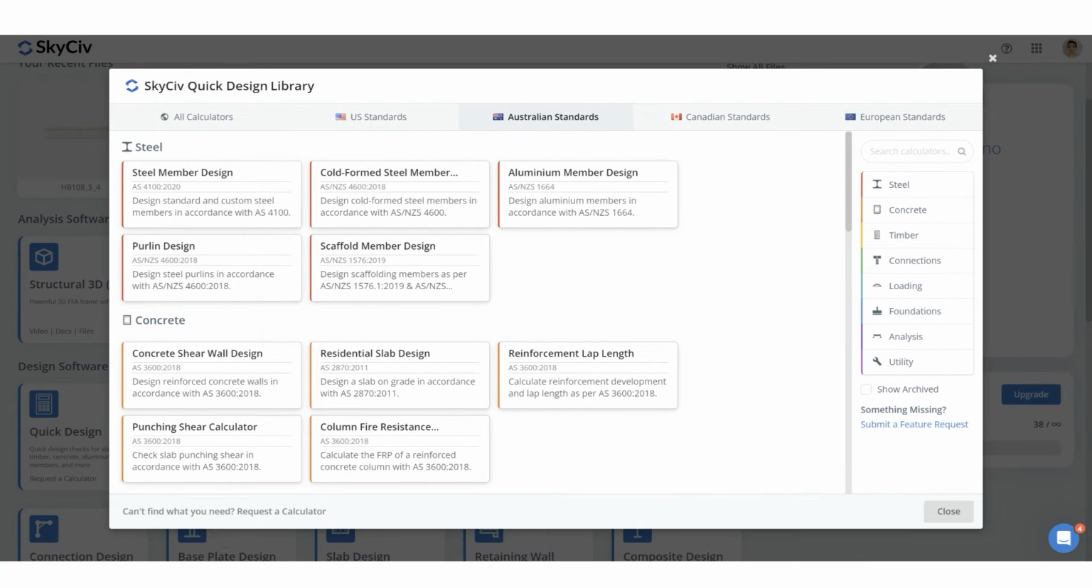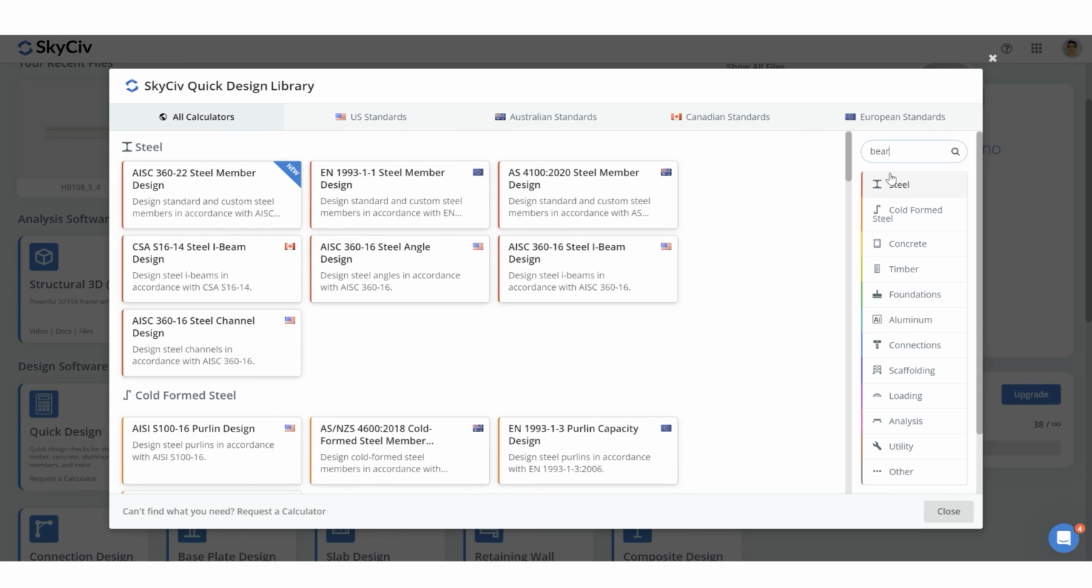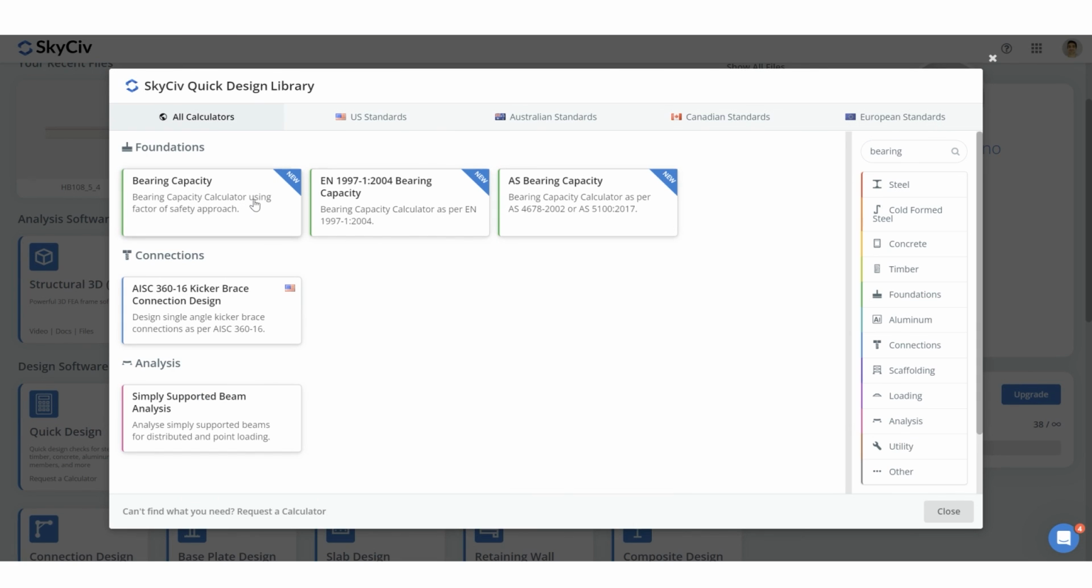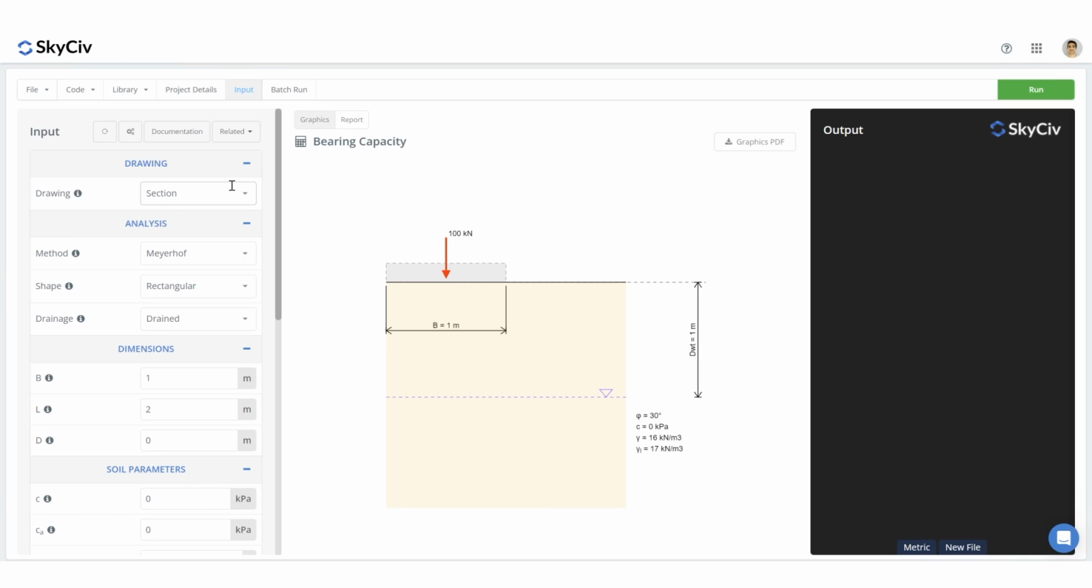The first thing I'm going to want to do is open up the bearing capacity calculator. So I can go to all calculators, for example, and search for bearing. We have three different bearing capacity tools: the Australian standard version, European standard version, and the bearing capacity version, which uses a factor of safety. And I'm going to use the factor of safety version because the design examples also use a factor of safety approach.